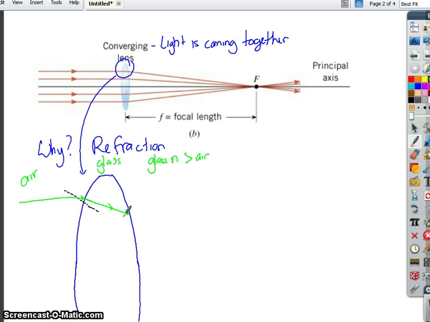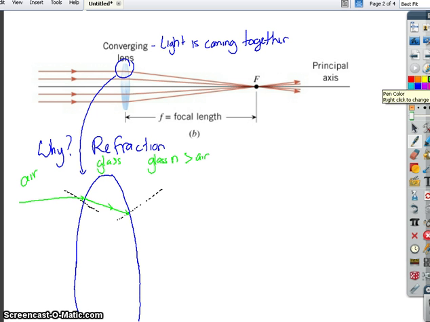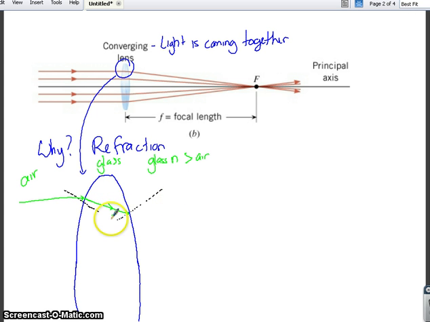Then when it hits this surface, that is the normal right there, the line perpendicular to the surface. It's going from glass to air, not air to glass, and so it's going to bend away from the normal. So it's going to bend like this. As you can see, going from air to glass, we bend towards the normal, and going from glass to air, we bend away from the normal. It hits the glass, goes through, and then bends away again.